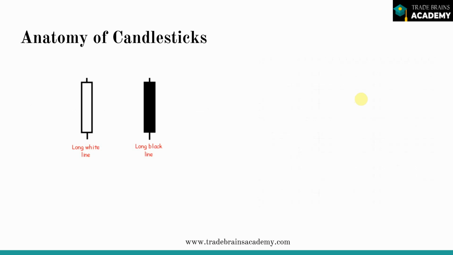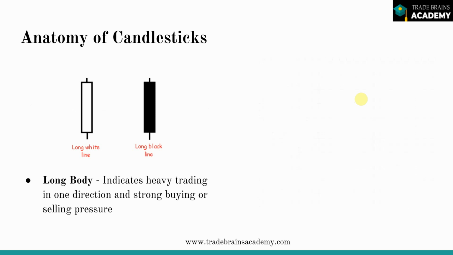Now, what is the basic anatomy of a candlestick? A candlestick can be a long white line or a long black line. A long body indicates heavy trading in one direction and strong buying or selling pressure. I'll explain with a simple case here. If you look at this white candle, the open of the candle is here and the close of the candle is here, and there is no major shadow formation on either side. The shadows are very small, which means in a long white candle the buyers were willing to buy at the high of the candle, even at the closing, which means there's a lot of bullish sentiment in the market.